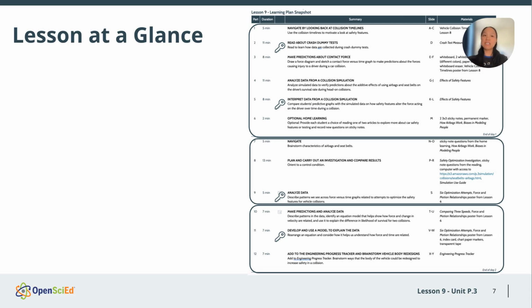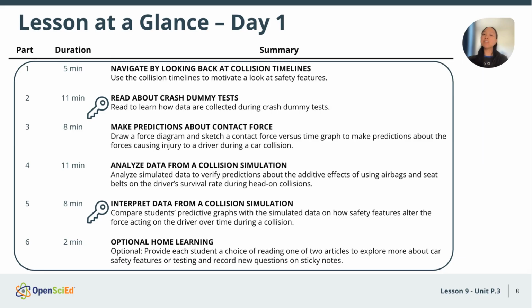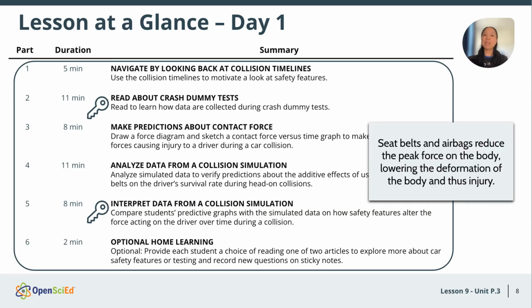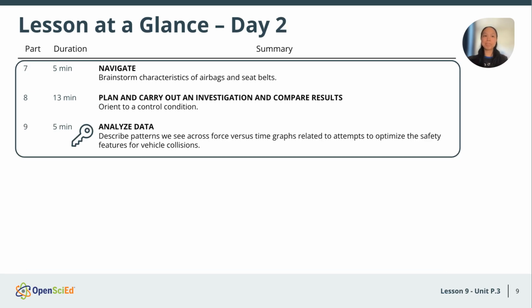There are 3 lesson chunks in this lesson. Let's see what's happening in each lesson chunk. In the first lesson chunk, through a reading, students identify the important criterion for safety in a collision, which is the peak force on the head, chest, and neck of a vehicle occupant. They then analyze force versus time graphs to understand how safety features alter the force acting on a vehicle occupant during a collision. They figure out that seatbelts and airbags reduce the peak force on the body, which lowers the deformation on that part of the body and thus injury to the person.